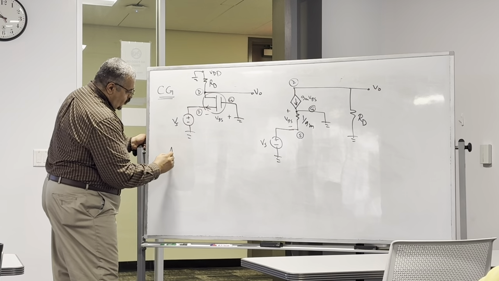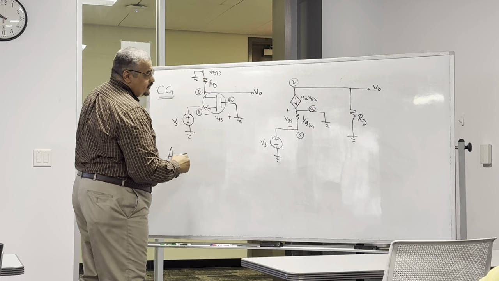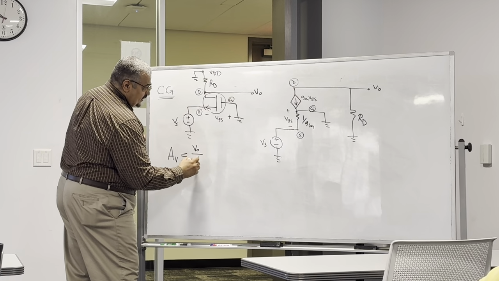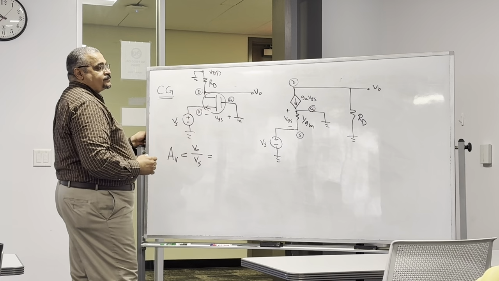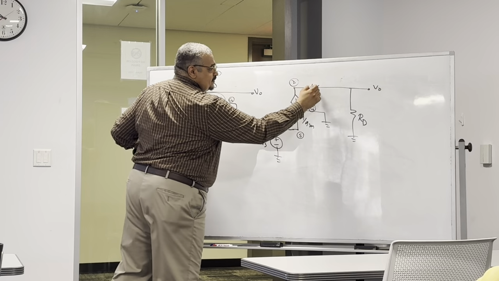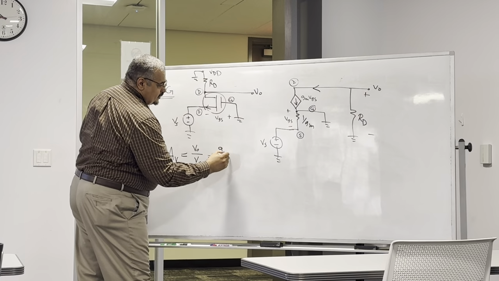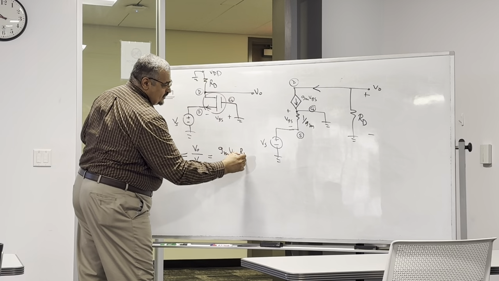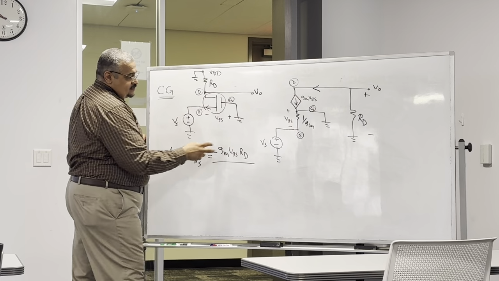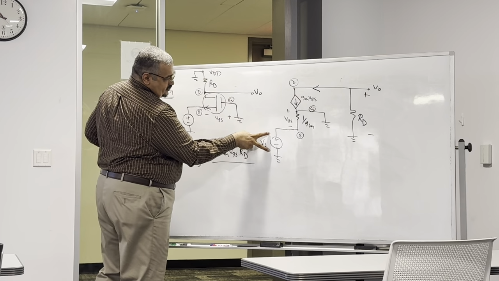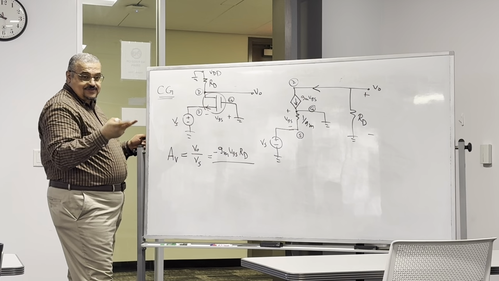So the gain without feedback is V out over Vs, right? What's V out? This is the same current, and this is V out, so it's going to be negative GM VGS times RD, divided by Vs. What's the relationship between Vs and VGS? They are equal but opposite, right?